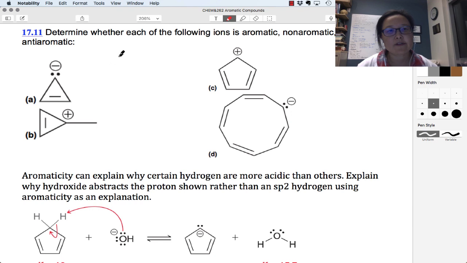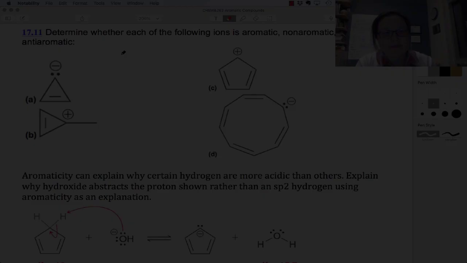Okay, so first figure out is it cyclic, is it a conjugated system, how many pi electrons are in the system. If it's a Hückel number, it's aromatic. If it's not, it could either be non-aromatic or anti-aromatic. So let's go through and see if you can figure this out.